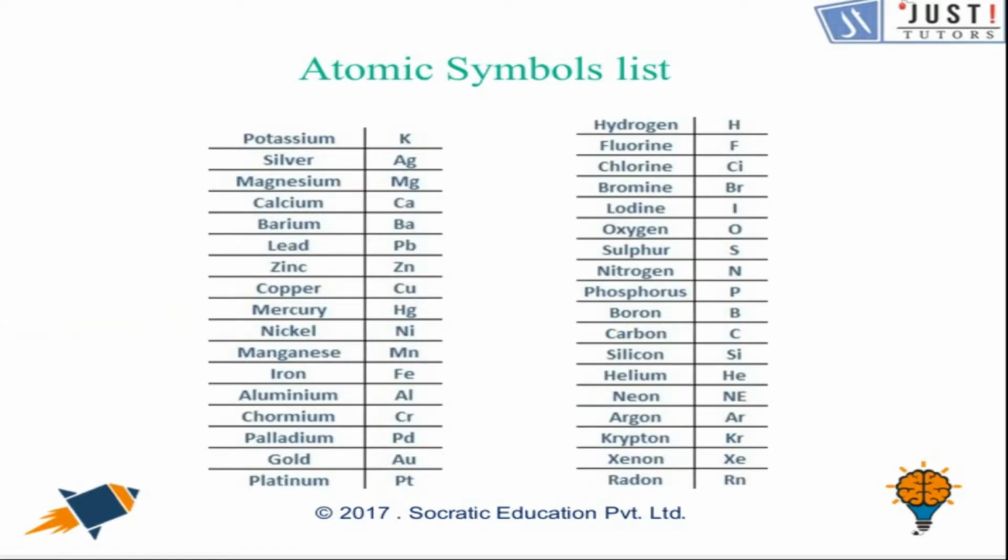Proceeding further, this slide talks about atomic symbols list. So there are different elements in the left hand side and they have their symbols in the right hand side. For example, potassium is represented as capital K, silver is represented as capital A and G, and so on. Make sure you memorize as much as you can, because whenever you are writing the molecule or the element, you will be using symbols, not the word.